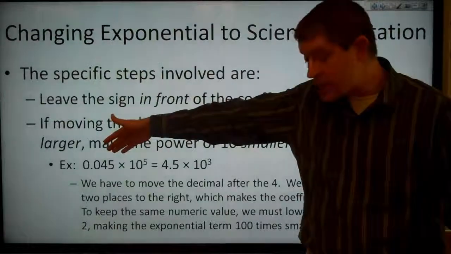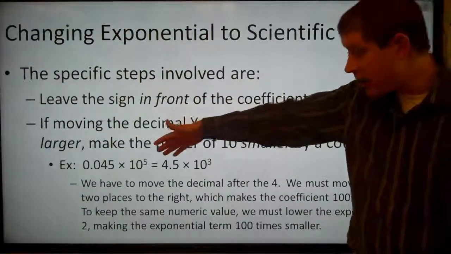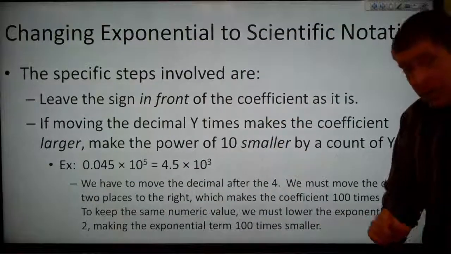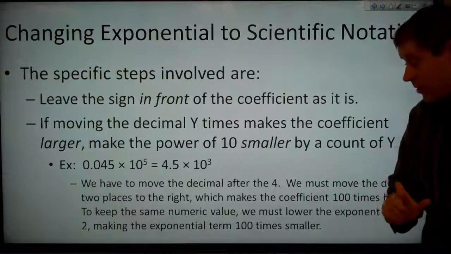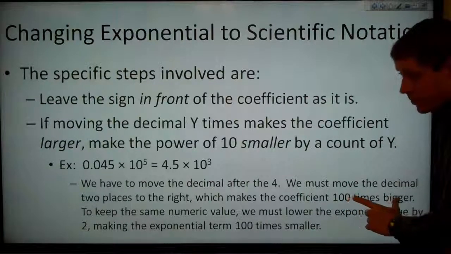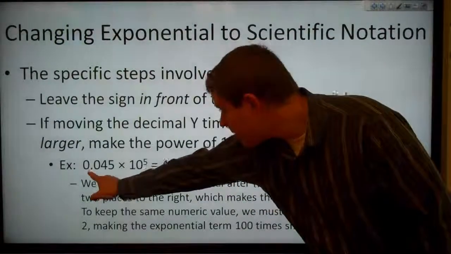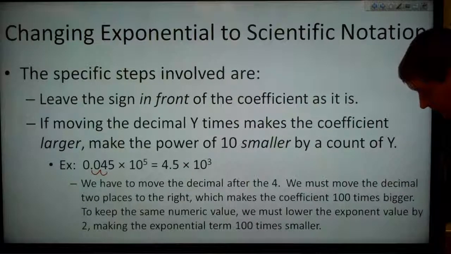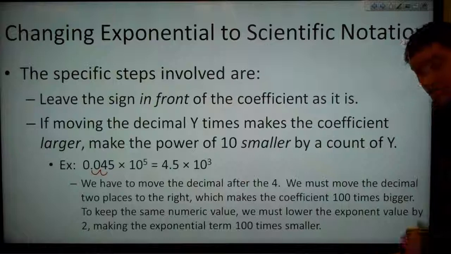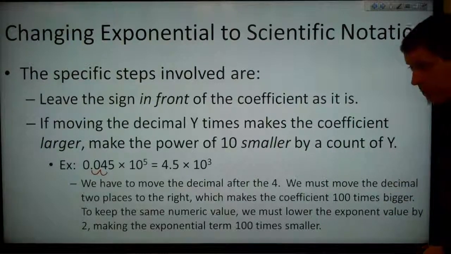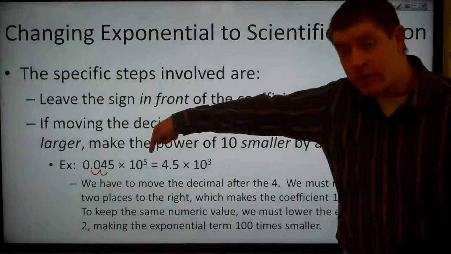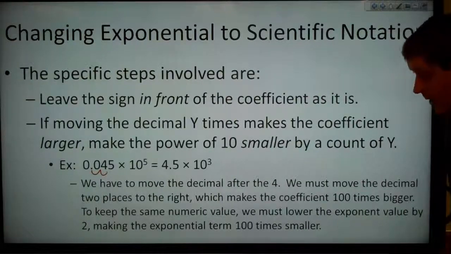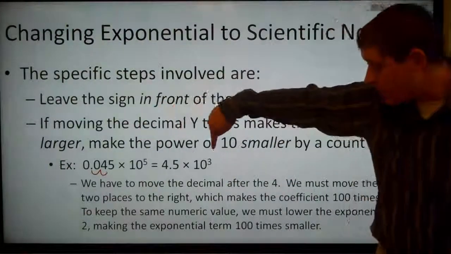So, if we have an example of 0.045 times 10 to the 5, we need to move the decimal after the 4, because that's the first non-zero digit. So we have to move the decimal point 2 places to the right, which makes the coefficient 100 times larger, which means we need to make the exponential term 100 times smaller. So 100 times smaller than 10 to the 5 is reducing that exponent value by 2. And so reducing the 5 by 2 makes it a 3.